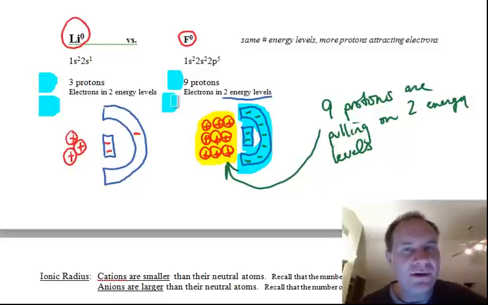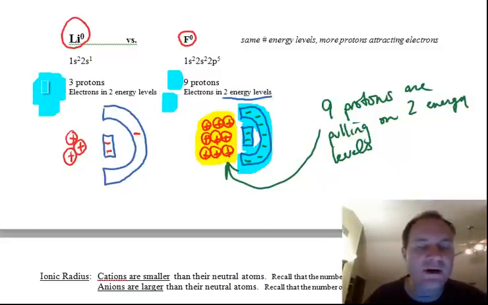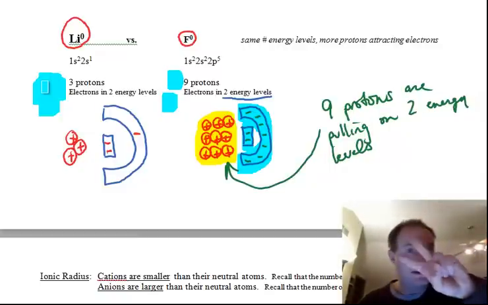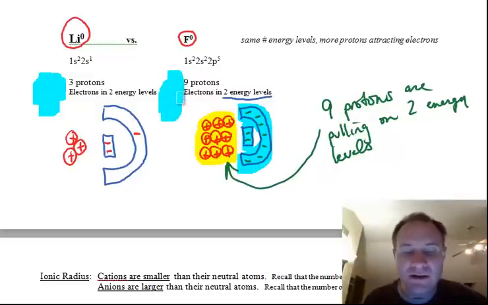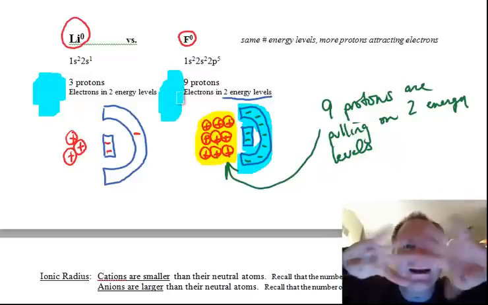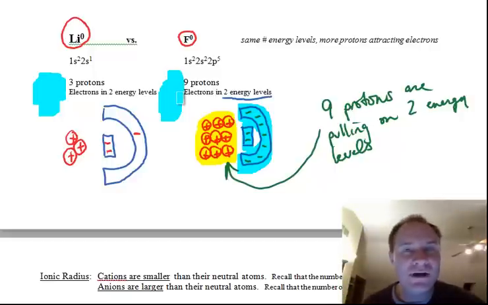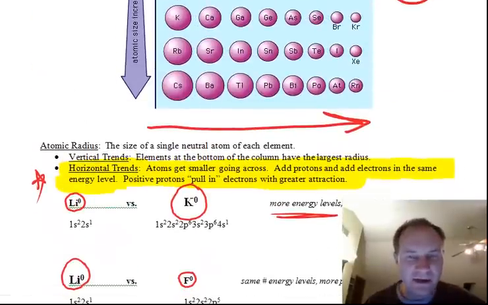Instead, what we want to think about is I've got 3 over here pulling on 2 energy levels. Over here, in the case of fluorine, I have 9 protons pulling on 2 energy levels. So if we think about energy levels, not number of electrons, I think that's the key to being successful here. So that takes care of atomic radius.